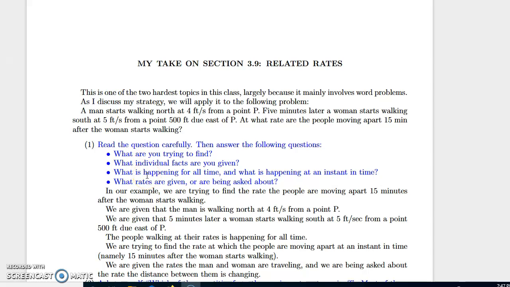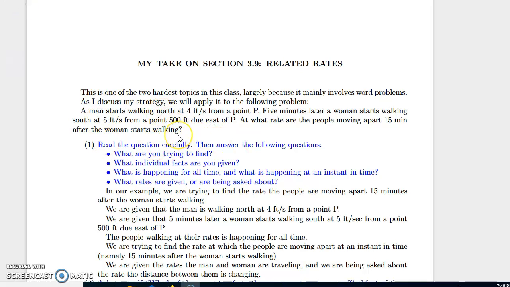Next, some of the things happening in the problem are happening for all time, and you're usually asked to find something that's happening at an instant in time. And students often confuse those things, but be really careful. If something's happening at an instant in time, it can still be a variable, even though the problem might give a value for it. And you should also think about, what are all the rates being given? Or what are the rates that the problem is asking you to find? If you can put all these facts in front of you, doing the rest of the problem will be a lot easier. So back to the problem.